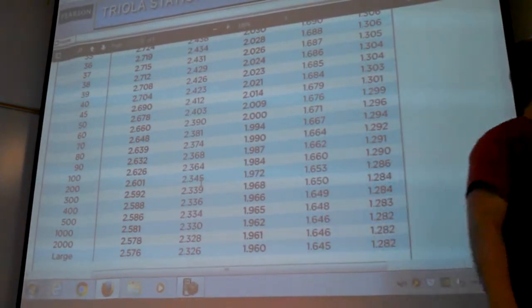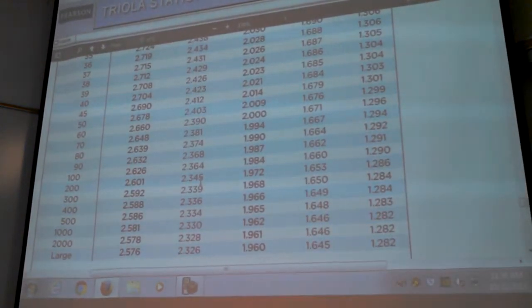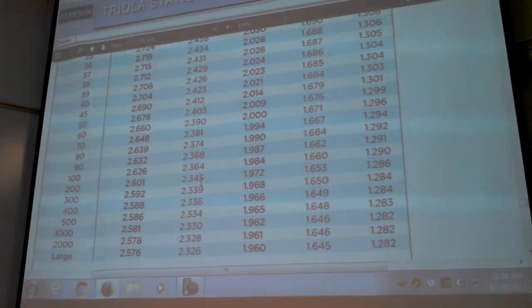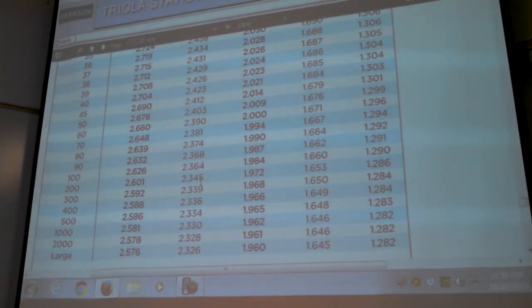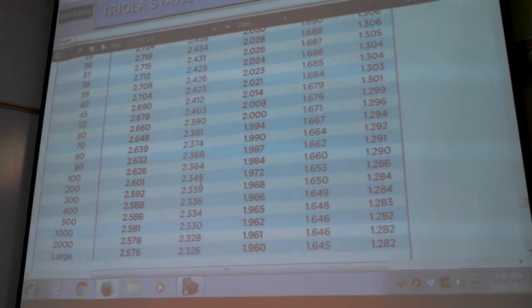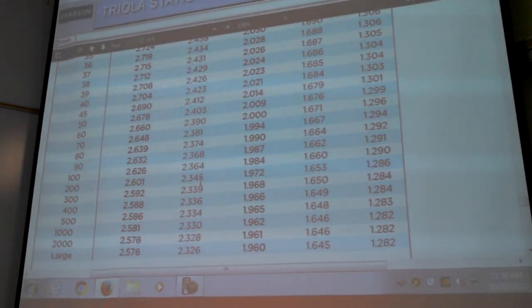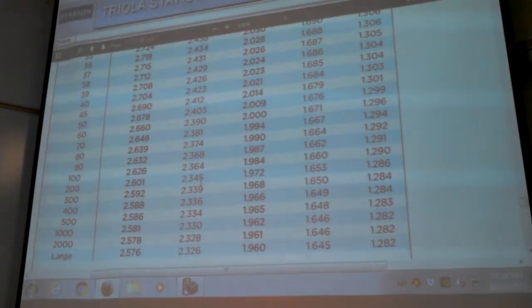So what would a z-score be? Using this chart, what's the z-score for a 99% confidence interval? Which column would you look at? And if you want a z-score, you know how far down to go. First one. You want to use the first one. 2.576. Done. Next, right?